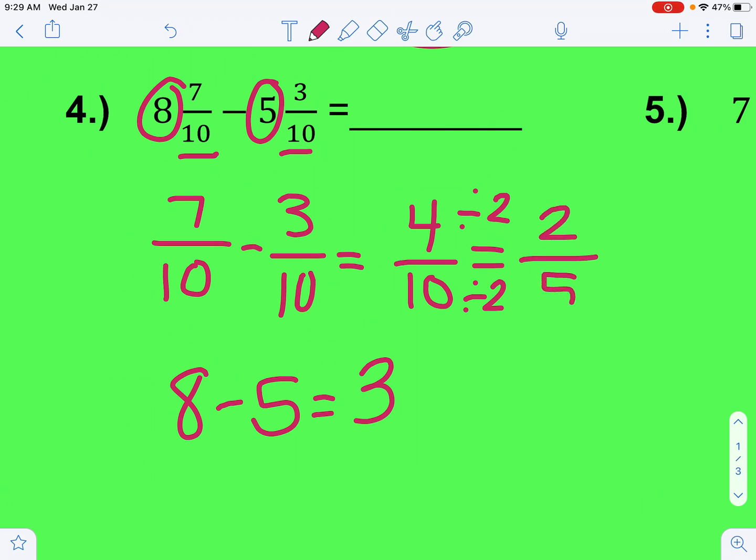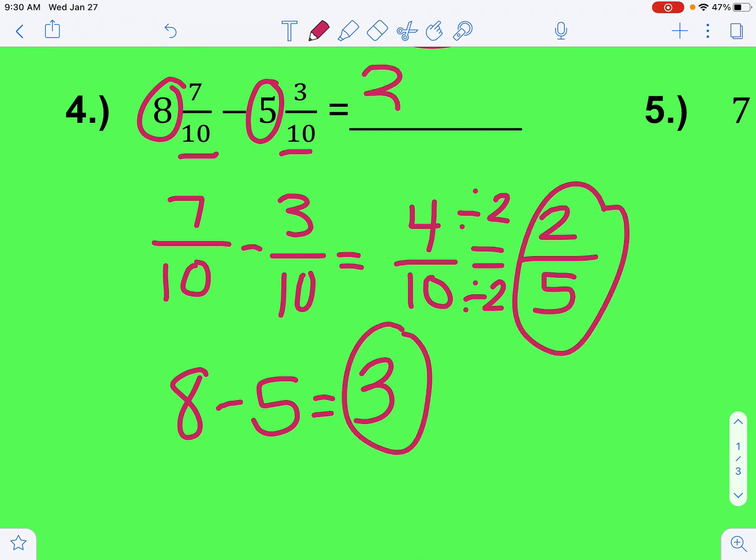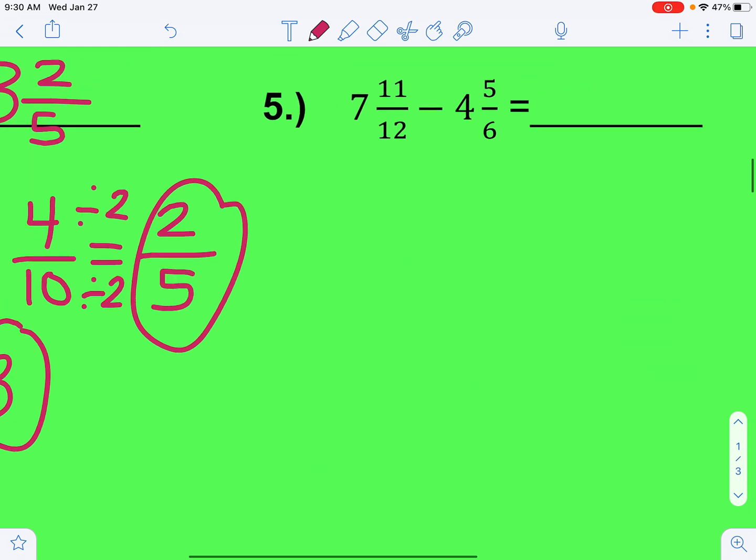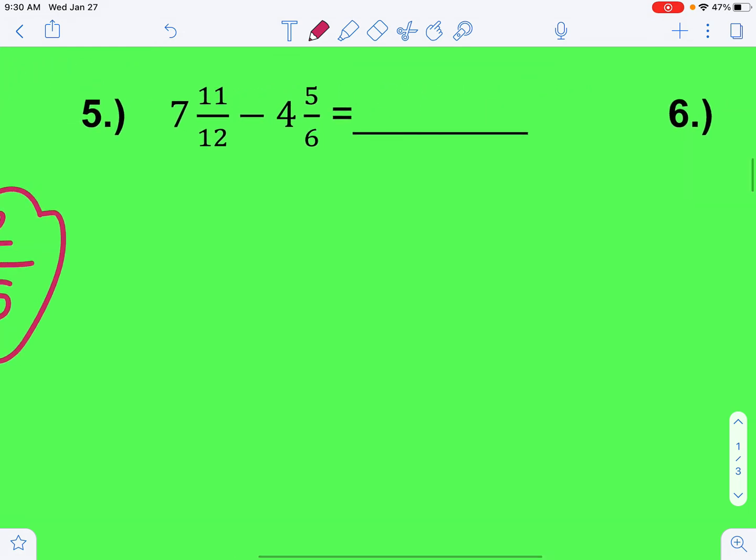4 divided by 2 is 2. 10 divided by 2 is 5. So our answer is 3 and 2/5. Nice work. Alright, moving on to the next problem. We're taking 7 and 11 over 12 minus 4 and 5/6.